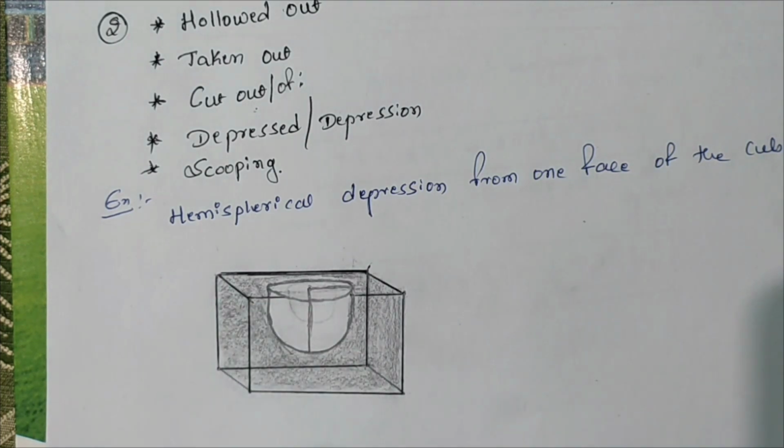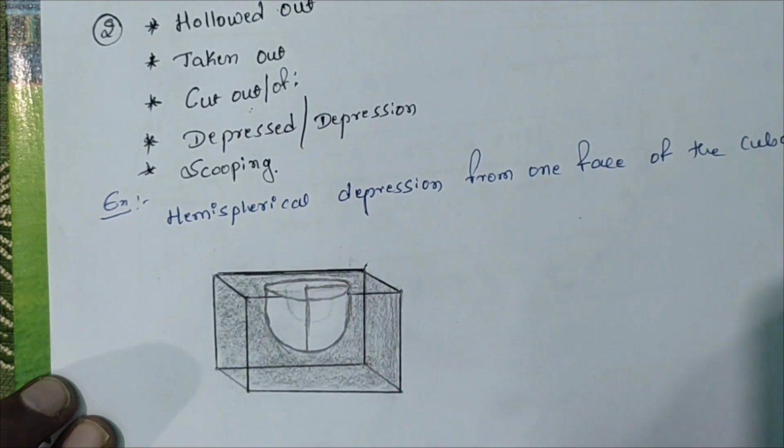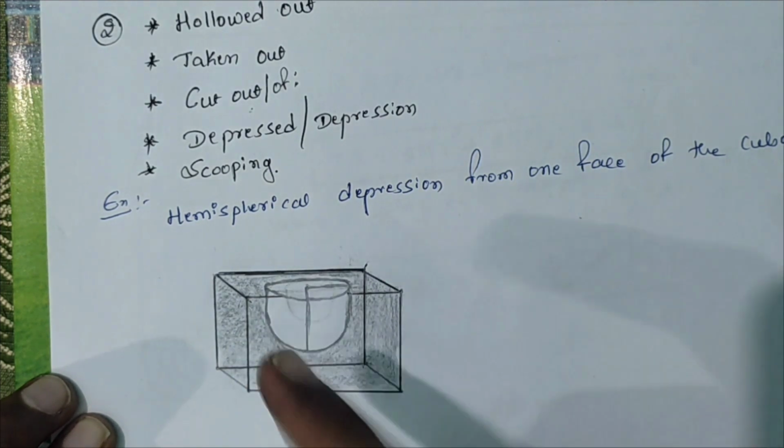Like this is one of the examples: a hemispherical depression from one face of the cuboid. That means from a cuboid solid, we have taken out the hemisphere solid. That one we have taken out. You can notice here.